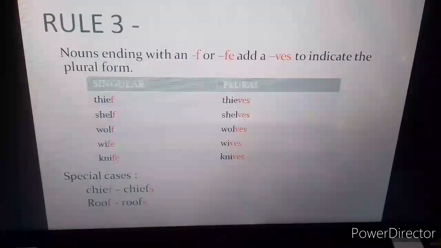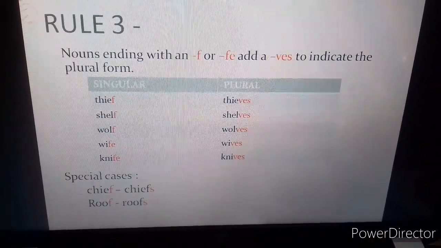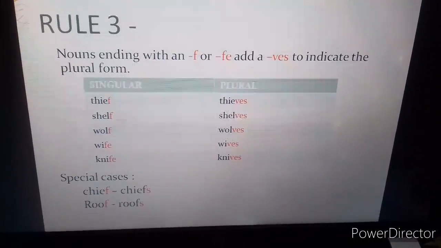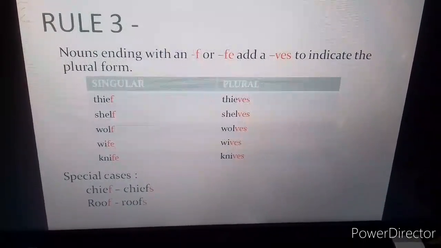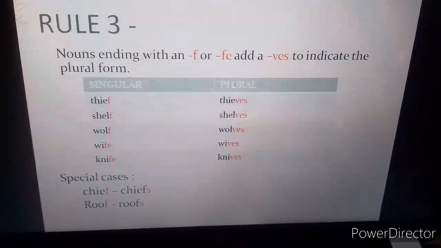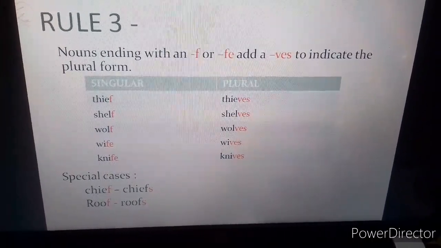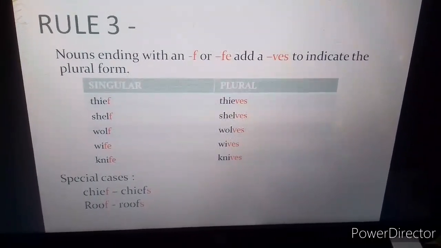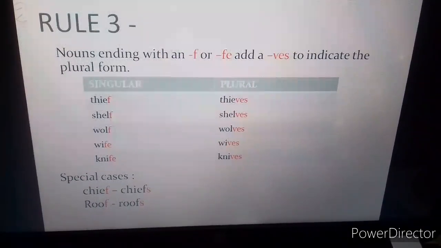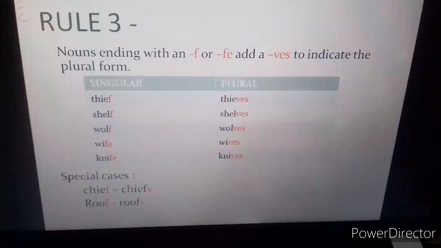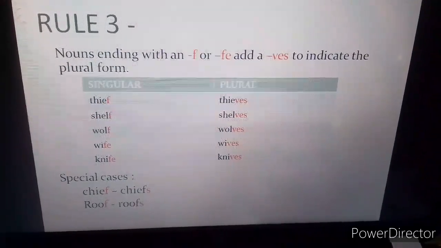Now there are certain special cases in which ves is not followed. For example, chief. Now chief, even though chief ends with f, the plural will be made by adding s instead of ves. So the plural of chief will be chiefs, and same is with roof. The plural of roof will be roofs.